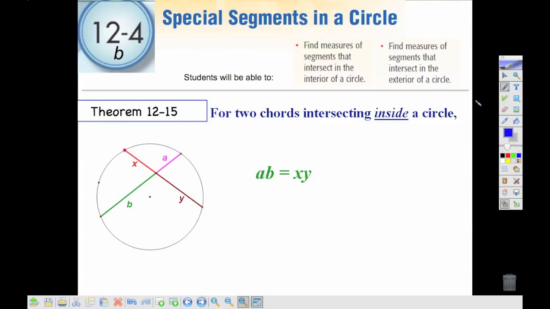In this next part of section 4, we're going to be looking at the special segments in a circle. In the last part, we were looking at angle measures formed. In this part, we're looking at the relationships between the segment lengths. Now, if we have two chords that are completely enclosed inside of the circle, something interesting happens.